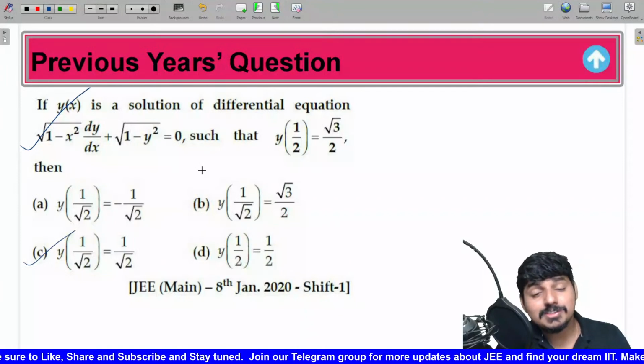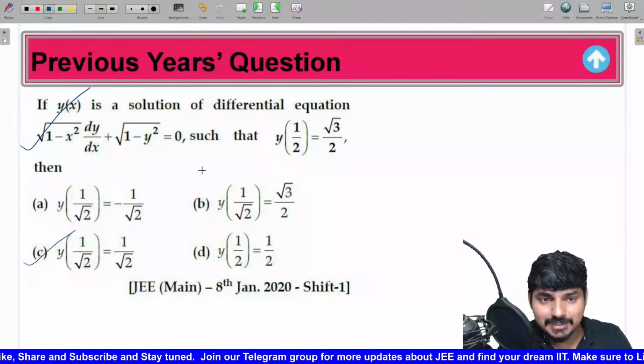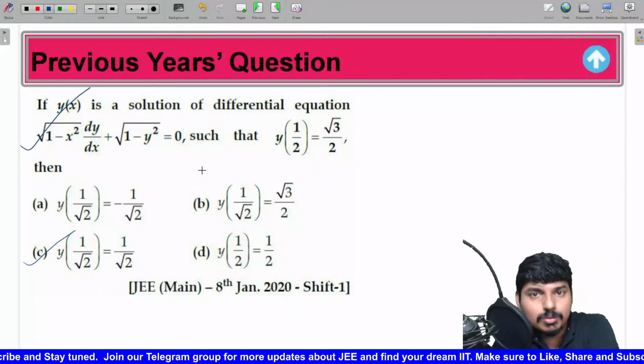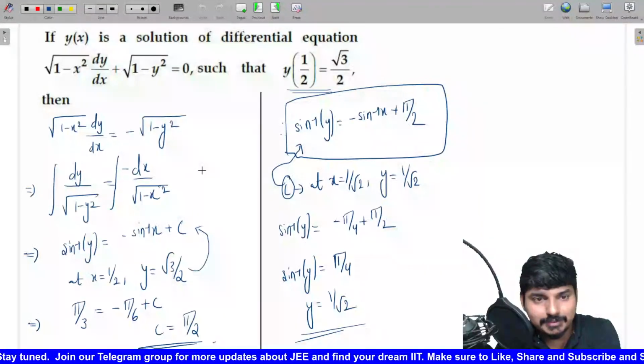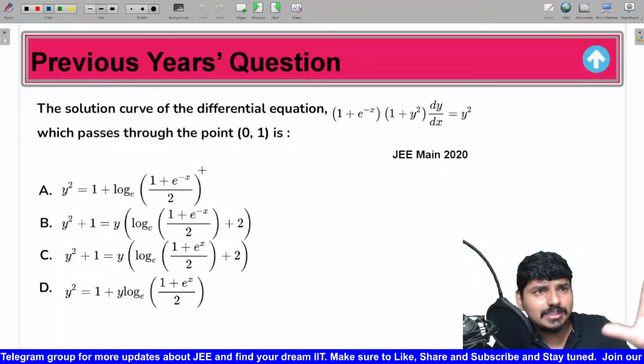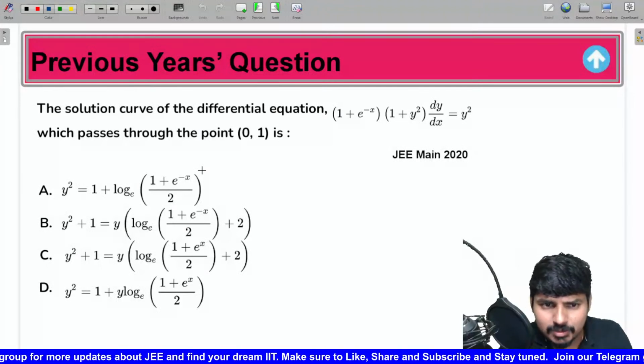Getting it? In 2020, last year only, this question was asked, and it was an easy question if you know how to apply the variable separable method. So now we'll do one more question, guys. This is another JEE Main 2020 question for you.